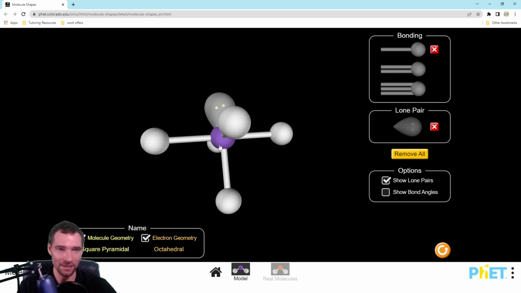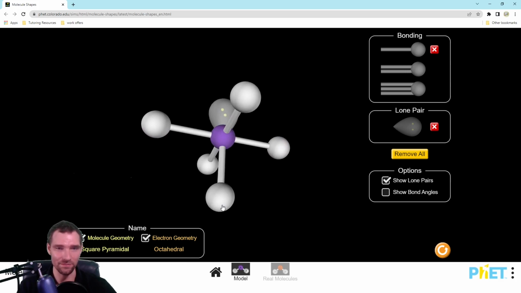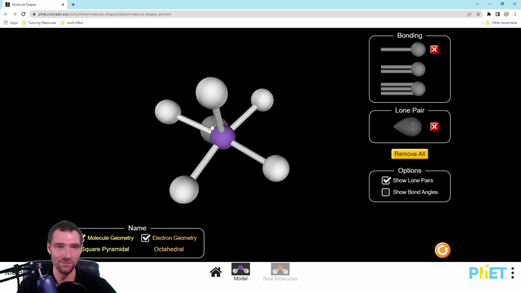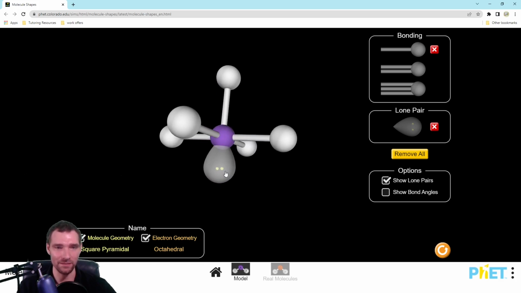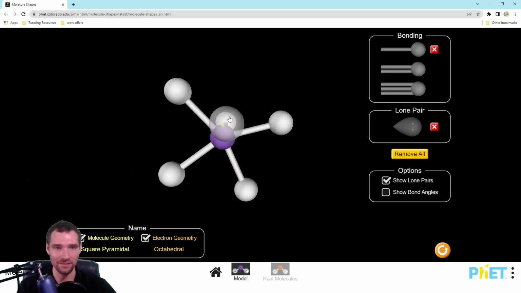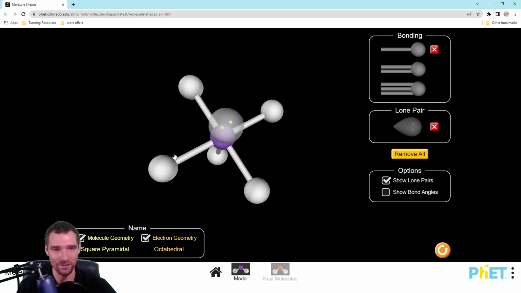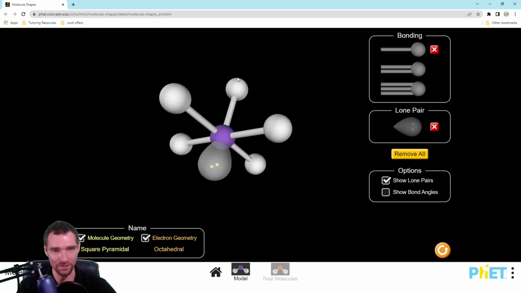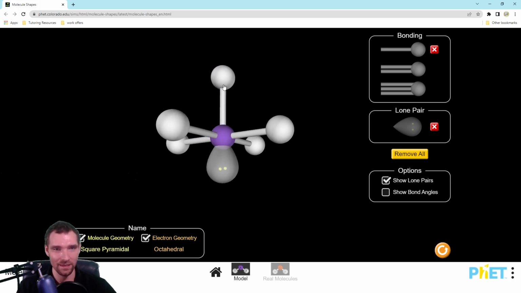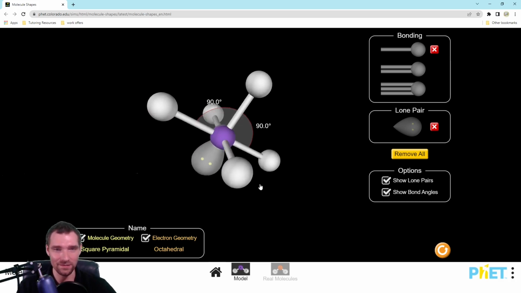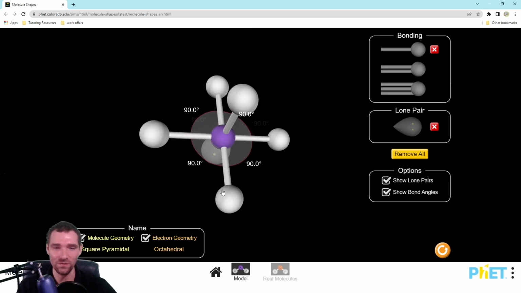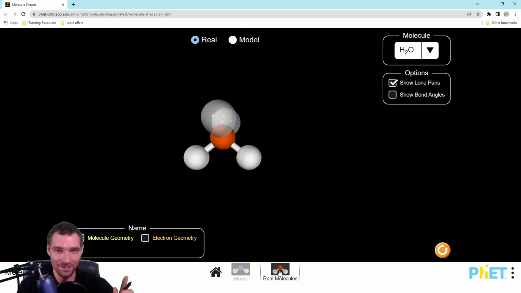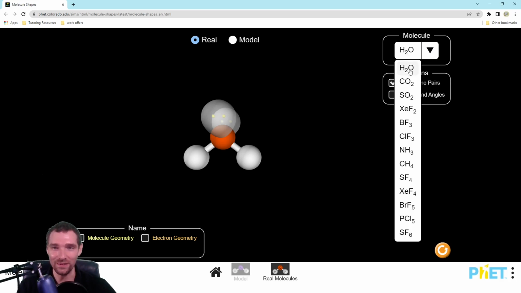Square pyramidal. Yeah, you can kind of see that actually. It looks like a square base. If you make this go to the bottom, there's a square on the base, right? Four corners, a square. And then on the top, there's this top part right there that's a pyramid. So if you connected these, you'd get something that looked like a pyramid. So that's really a cool thing. Also, you can get the bond angles, play around with all of those as well. It's very, very flexible. In addition to that, what's really cool is that they've got all these molecules.